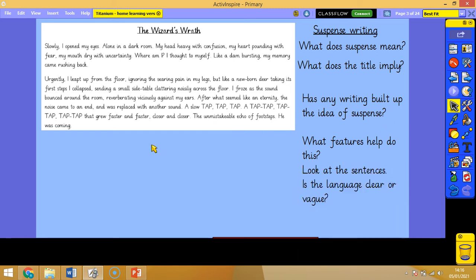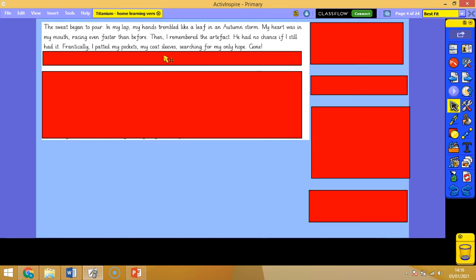The language is very vague here. He was coming. It doesn't say who, it just says he was coming. We're dropping in clues and keeping the reader hooked at this point. And this part here, like a dam bursting, my memory came rushing back. Well, what memory? What came rushing back? What is he? What happened to him? Those are the burning questions in my mind when I read this.